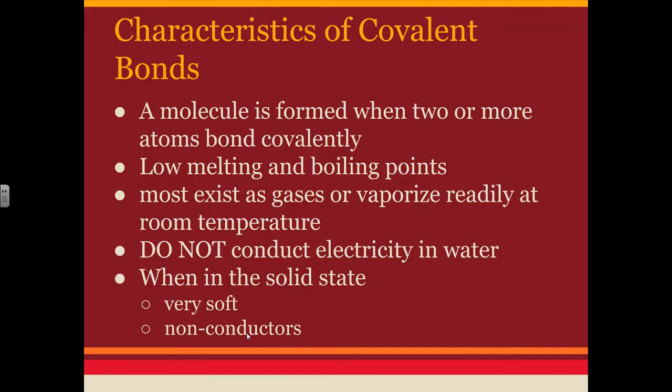Couple other characteristics, they have very low melting and boiling points, which again is the opposite of an ionic bond. So if you think of sugar, sugar is an example of a covalent molecule, and if you put sugar on the stove in a pan, it's going to melt relatively easy to make caramel. Most covalent molecules exist as gases or vaporize readily at room temperature. That does not mean all of them do, just most of them are in the gaseous state. There are liquid covalently bound substances, and there are gaseous or solid covalent substances as well.